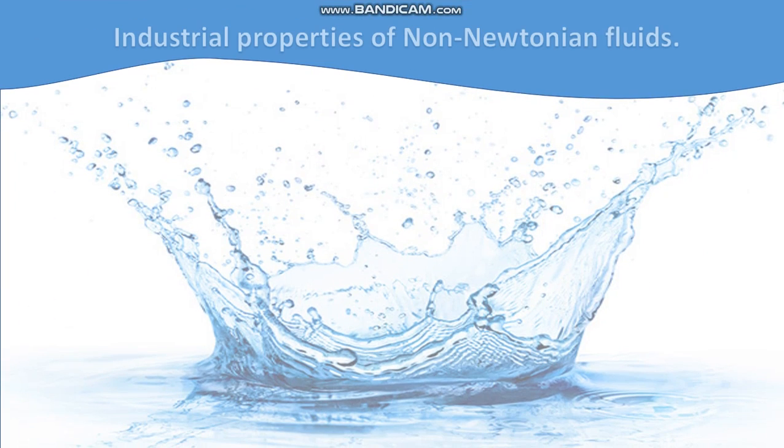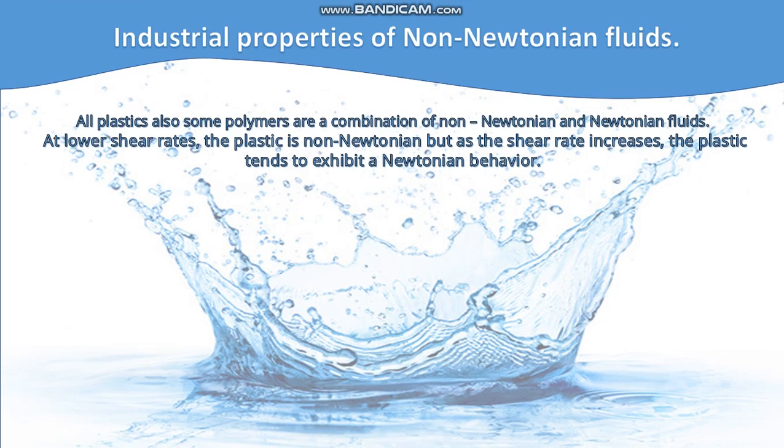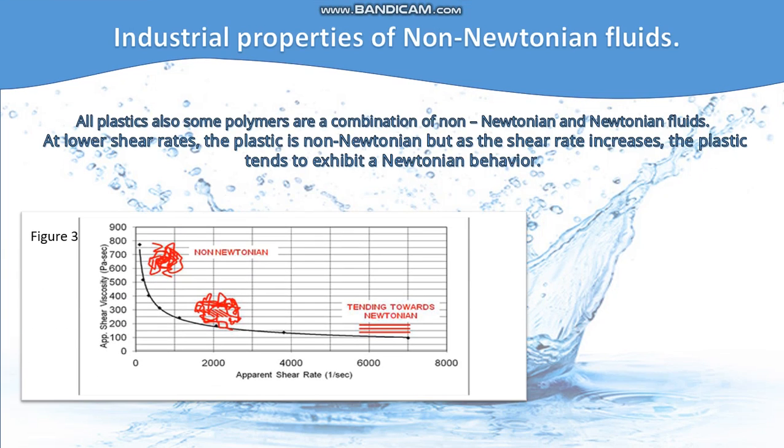And industrial properties of non-Newtonian fluids. All plastics are a combination of non-Newtonian and Newtonian behavior. At lower shear stress, the plastic is non-Newtonian, but as shear rate increases, the plastic tends to exhibit Newtonian behavior.